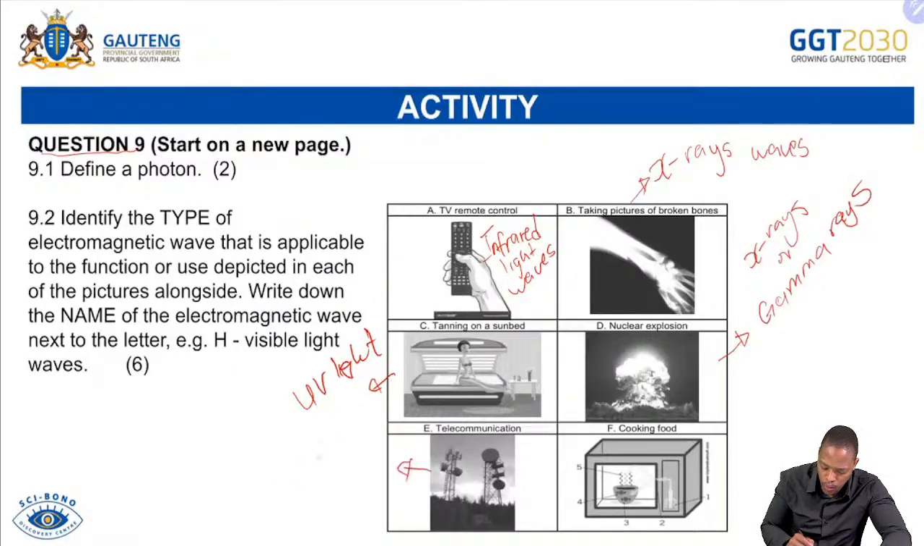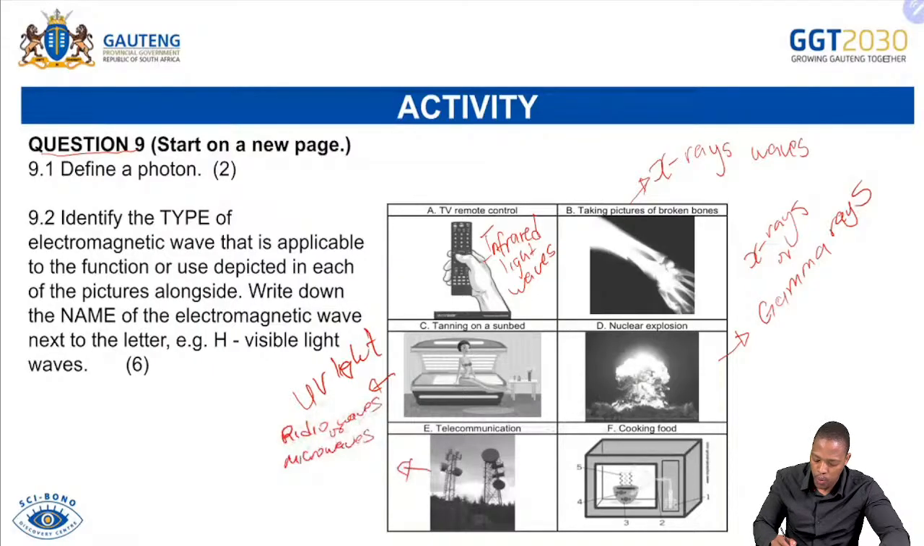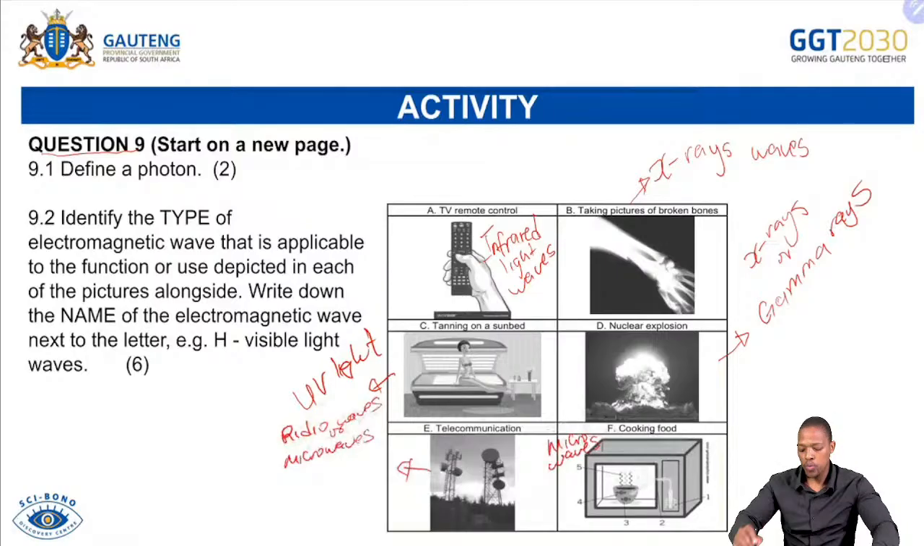So telecommunication, what waves are we talking about there? There we are talking about radio waves, or we are talking about microwaves. So you can put in radio waves or microwaves. So I'll take radio waves for now because I already see microwaves here. Cooking food here, it is an oven. So here you are going to have microwaves when we are cooking food there. So these are the electromagnetic waves that can be of use in these applications or appliances that are there.